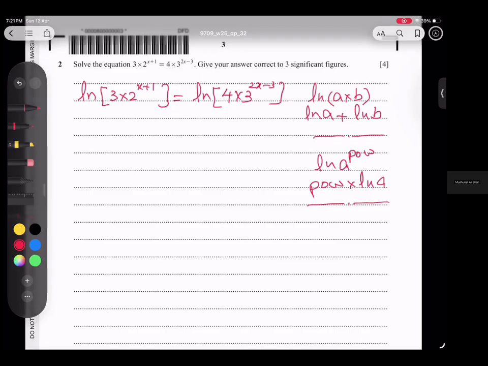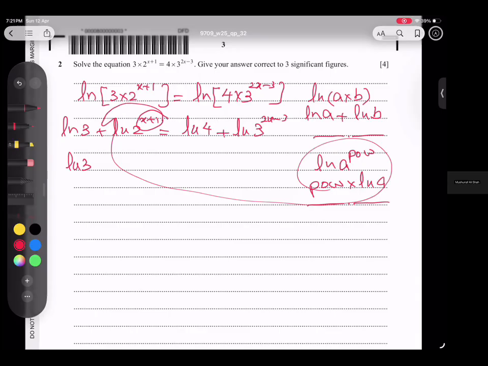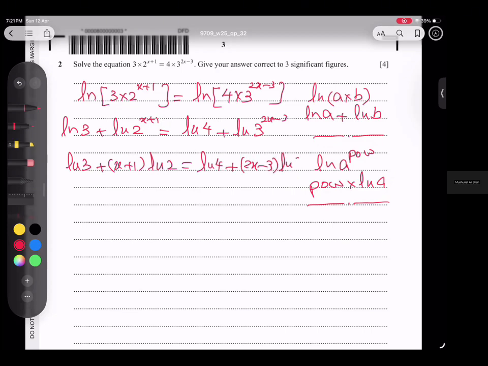This is all okay? Yes, okay. Now I'm applying this property here. So first of all, students, log of 3 plus log of 2 to the power x plus 1, equals log of 4 plus log of 3 to the power 2x minus 3. Now this log of 3 stays as it is, but this power will come down as per the log power property. So I'm writing (x plus 1) times 2 log of 2, and log of 4 plus (2x minus 3) times 2 log of 3.